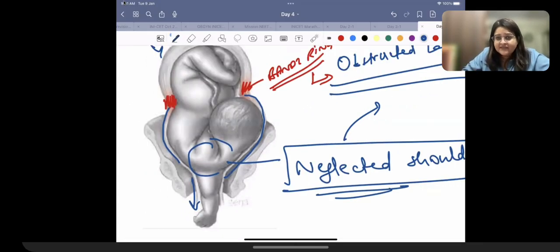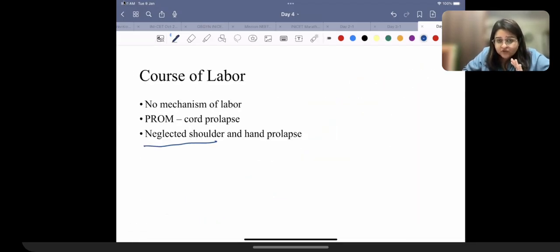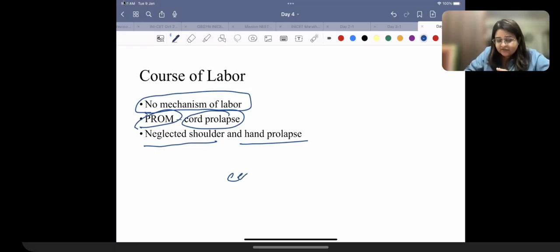Why obstructed labor? Because how will the baby come out? You are pushing something through a narrow opening and it cannot come out. How will the baby be delivered? It can never come out. It's a transverse lie, so this is called an obstruction, right? So this is obstructed labor. Remember these terminologies. These are buzzwords for transverse lie: neglected shoulder, hand prolapse, and cord prolapse. If the membranes rupture, cord prolapse will happen, and there is no mechanism of labor. So you have to do a cesarean section, even if the baby is dead. Cesarean section is the rule. There is no other way.